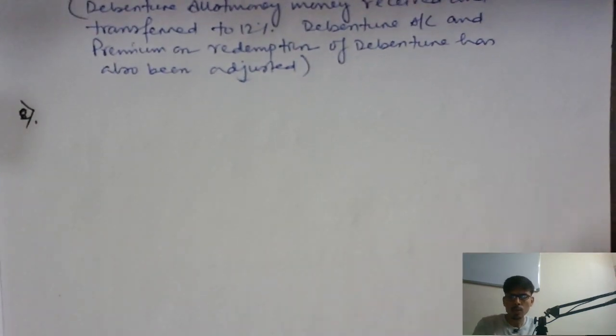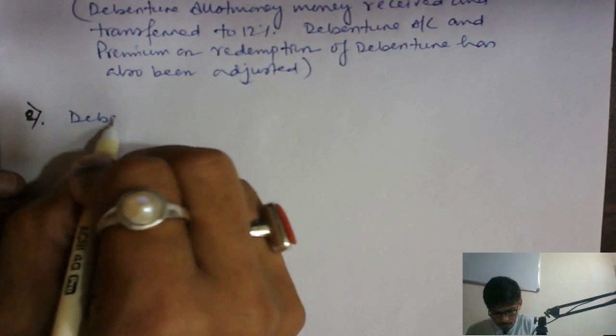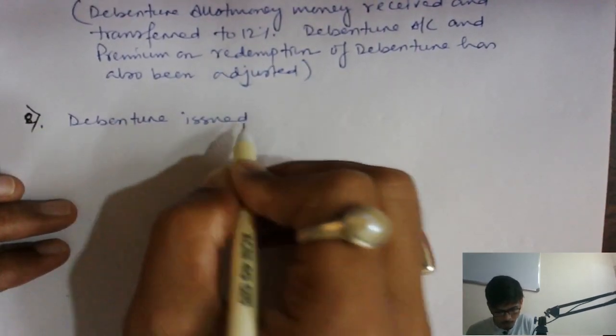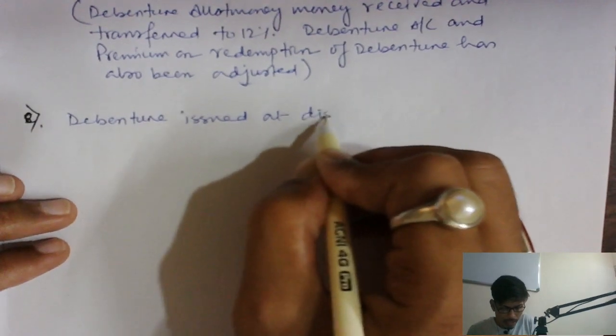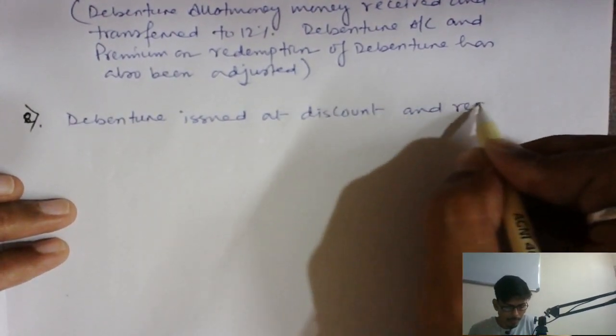Next part. So next, with respect to the same, is that debenture issued at discount and redeemable at premium.